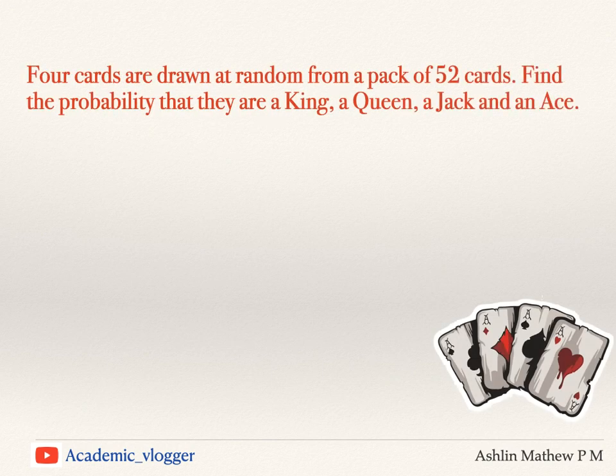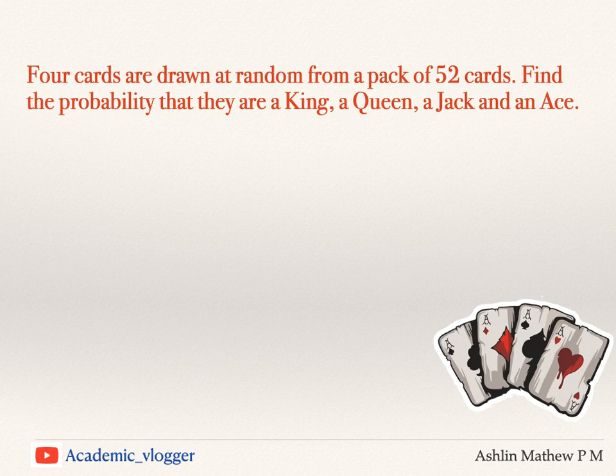Now what we are going to do is discuss another problem which is about playing cards, a deck of cards. 4 cards are drawn at random from a pack of 52 cards. We are required to find the probability that they are a king, a queen, a jack and an ace. Before finding the probability, I'm going to explain what is there in a pack of 52 cards, for those who are not familiar with playing cards.